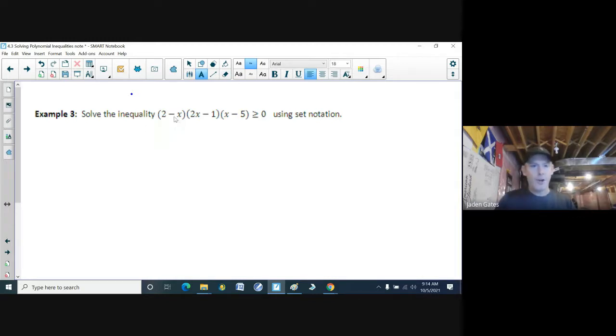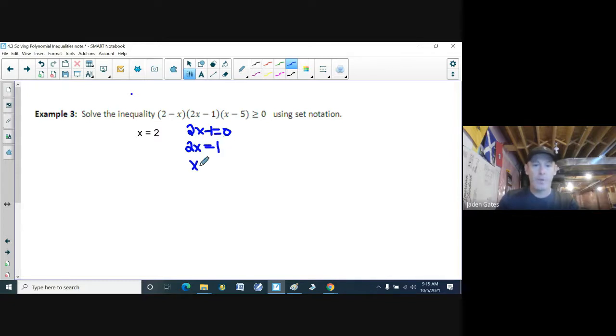To start off here, what x value would make that equal to 0? It's a little reverse there, but x would have to be 2. Then the next one, 2x minus 1. When would it be 0? I could solve that: 2x minus 1 equals 0. Move the -1 over to the other side, and then divide both sides by 2. The other one is x equals 1/2. And then finally, what value of x for the third factor would make it equal to 0? Well, x equals 5.